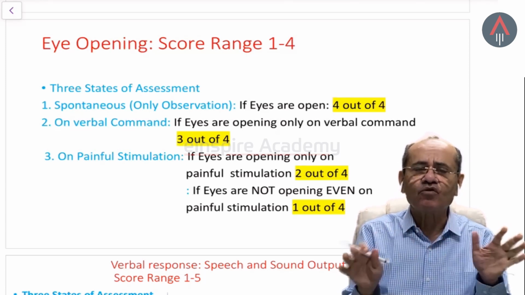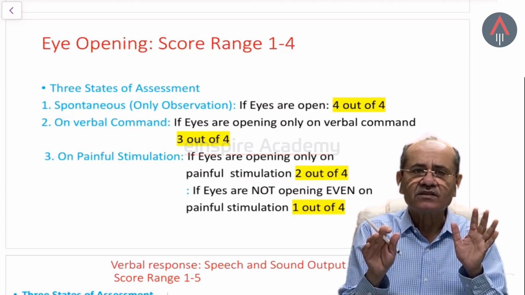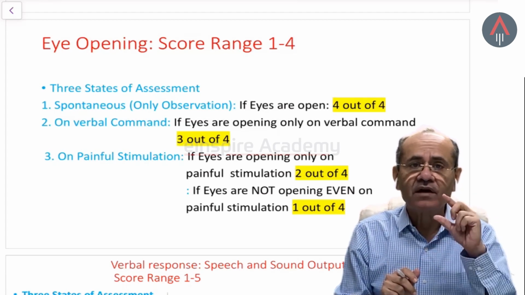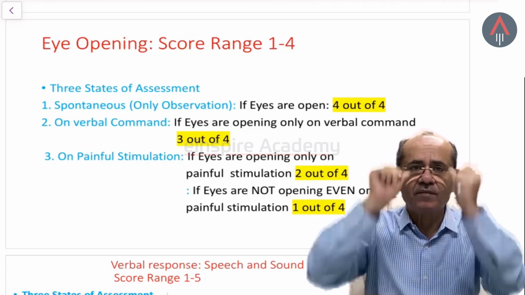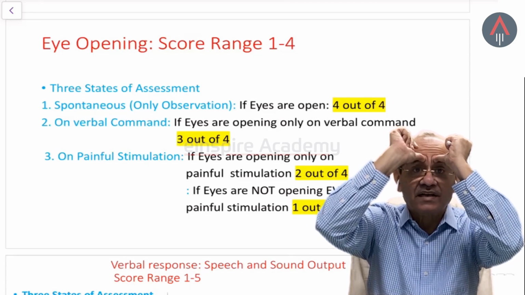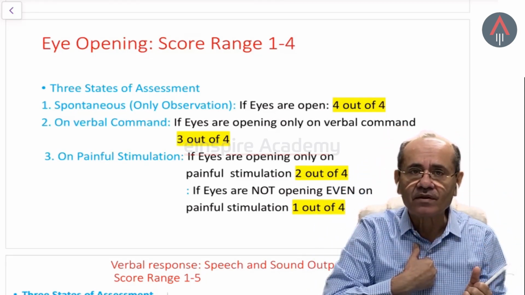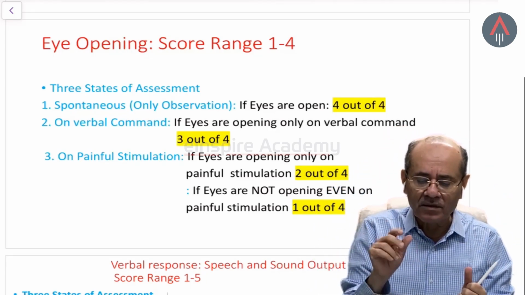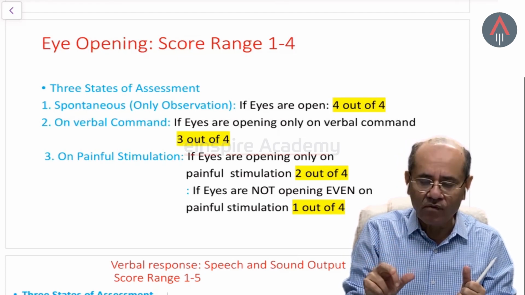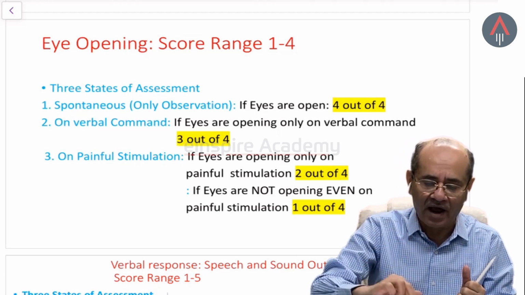And if eyes are not opening even after a deep sustained, and how sustained? About at least 10 seconds. So when you are pressing it here, it should be at least for 10 seconds or on the sternum. And if there is no eye opening, the patient gets 1 out of 4 marks. So that was the scoring for eye opening.